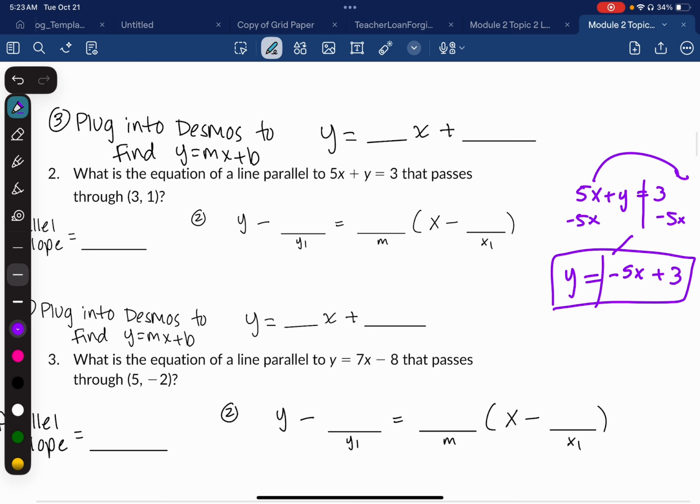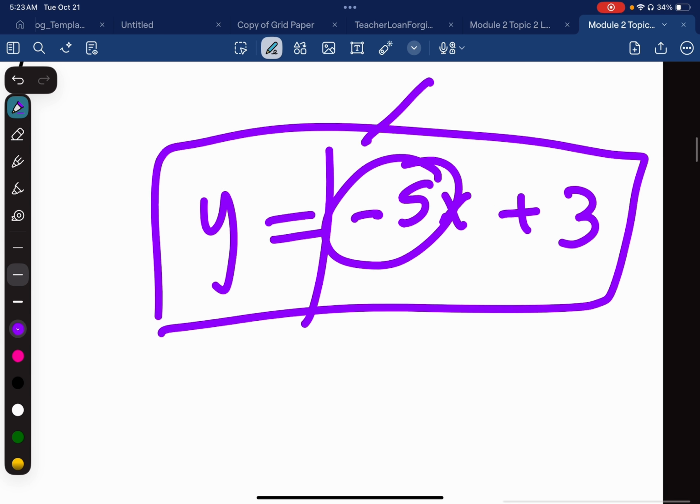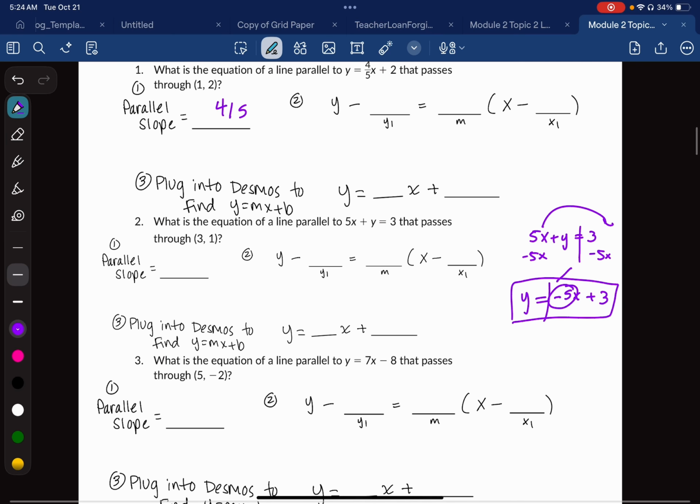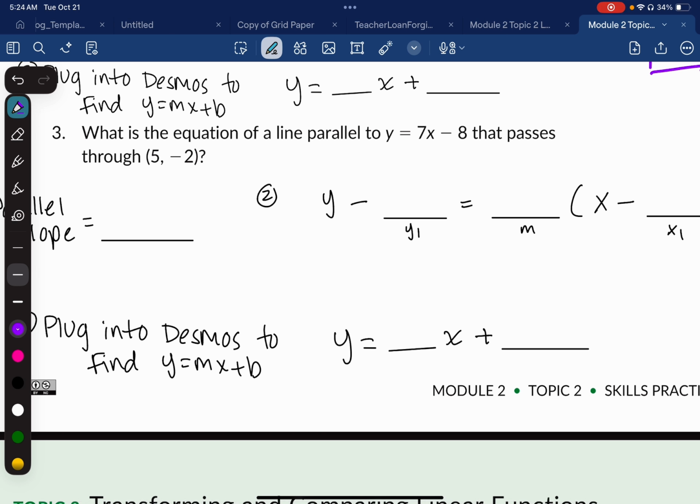So if I wanted a line that is parallel to this equation right here, what do I need? I want that slope, a negative 5. Put a negative 5 here. All right. What is the equation that is parallel to this? Remember, here's my equation right here. So what is my slope that is parallel? 7.